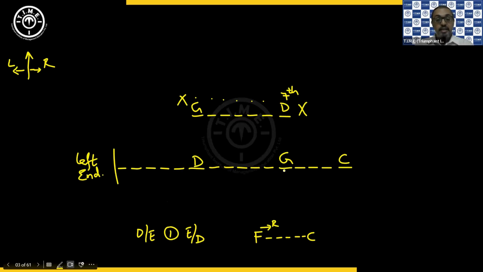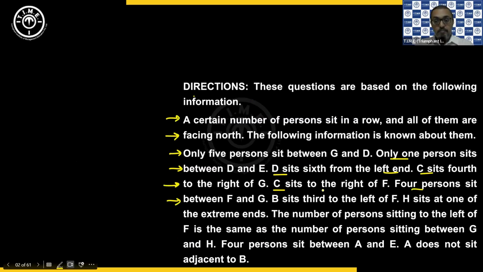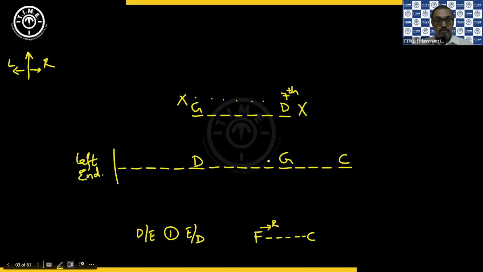So we take F on the left side of G, leaving a gap of 4 persons. So 1, 2, 3, 4. Then you put F in the adjacent position to D, such that now the condition that C is to the right side of F is satisfied. Correct?